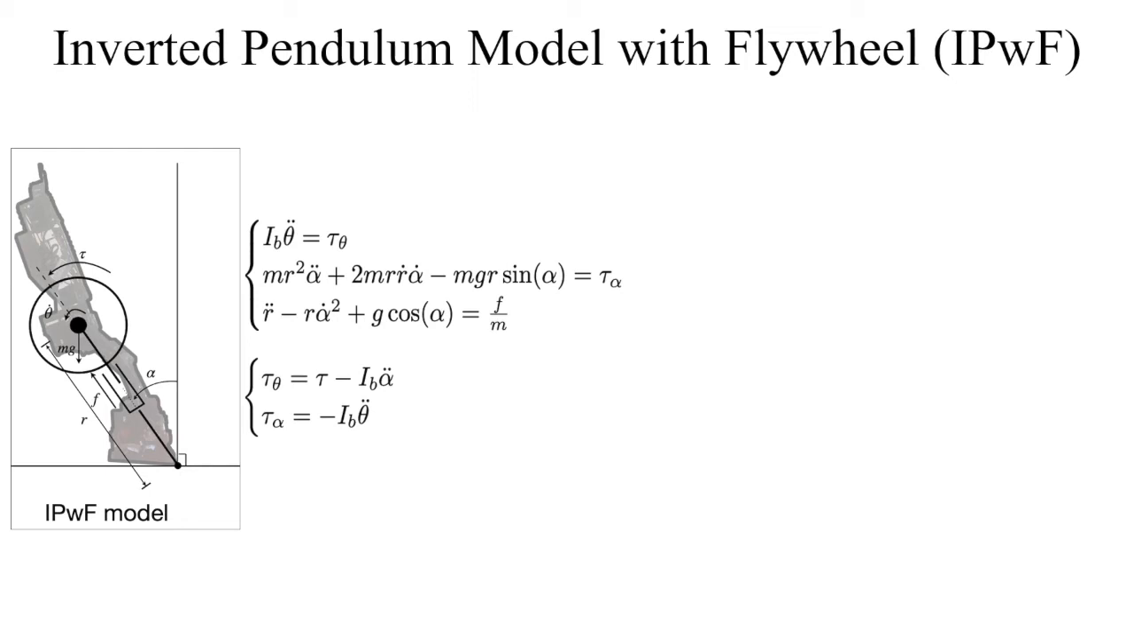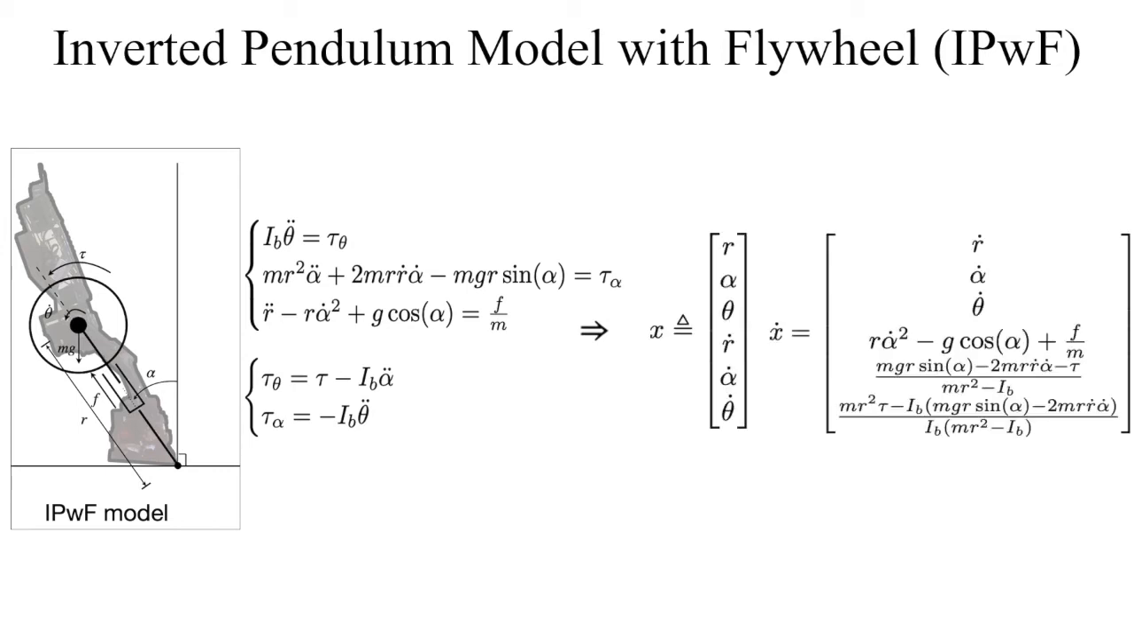The flywheel is added to represent the rotation of the torso, and the link accounts for the stretch and contraction of the legs. In this model, we consider the coupling between the inverted pendulum and the flywheel by using the dissipative moments tau theta and tau alpha. The equations of motion are assembled in a state space model and presented to the right.